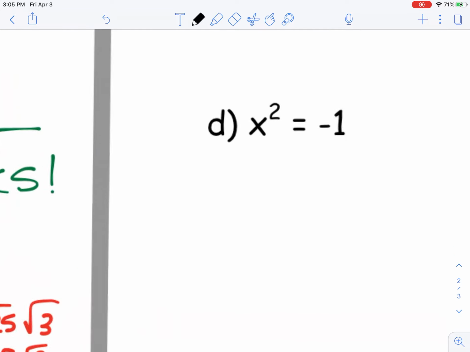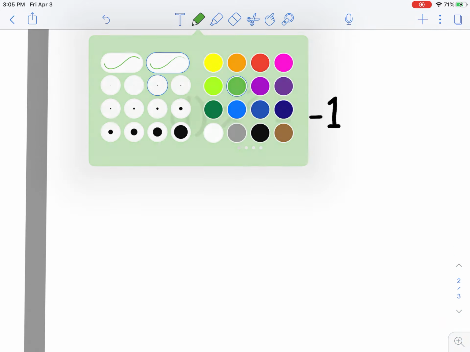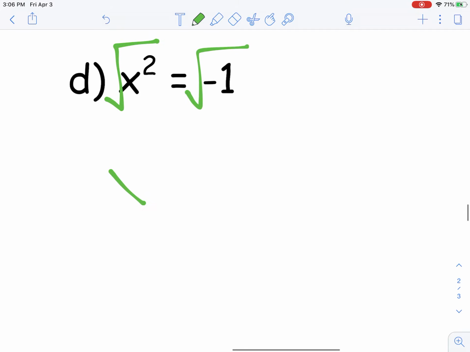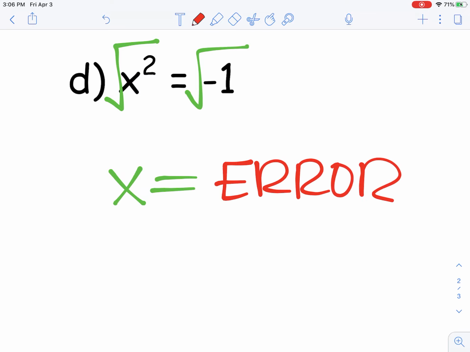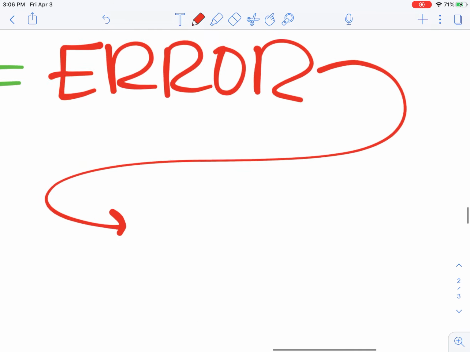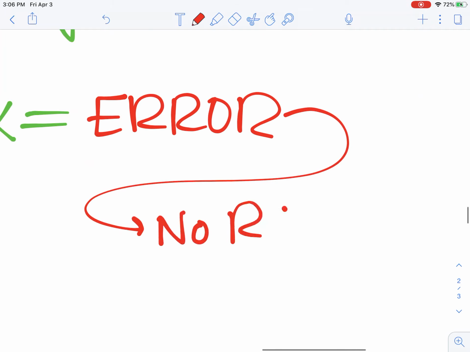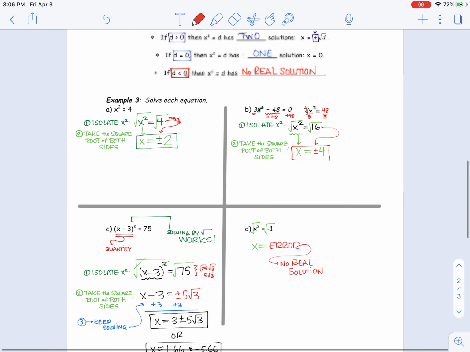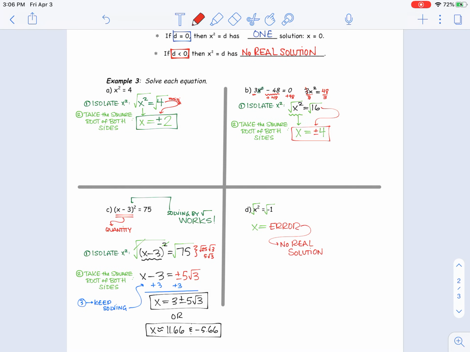So last but not least, we're isolated. I'm just going to do this one real quick. We take the square root of both sides, but you're going to notice your calculator gives you an error. So if you're forgetting about what happens and the error jogs your memory, that's when you're going to write no real solution. Okay. I know we didn't have one that gave you one solution, but you may come across that.